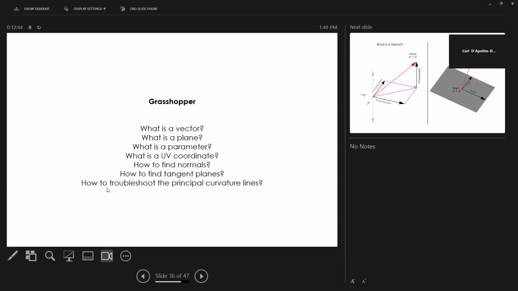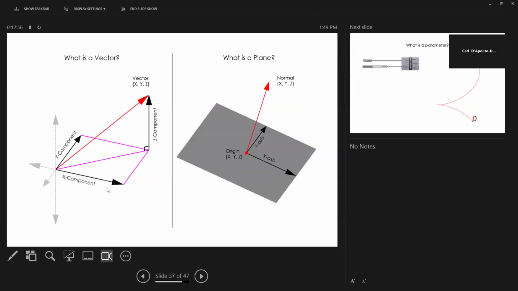Then we went into talking about joinery and how to join things. And what I would like you to know from the Grasshopper material as a basic starting point is just these things. So what is a vector? A vector is a direction with an x component, a y component, and a z component. What is a plane? A plane has an origin and a normal, a y-axis and a z-axis.